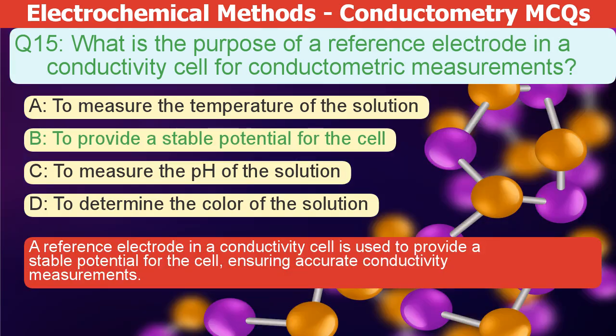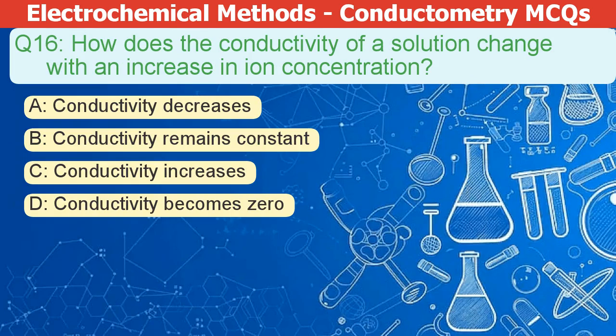A reference electrode in a conductivity cell is used to provide a stable potential for the cell, ensuring accurate conductivity measurements. How does the conductivity of a solution change with an increase in ion concentration? A. Conductivity decreases. B. Conductivity remains constant. C. Conductivity increases. D. Conductivity becomes zero.